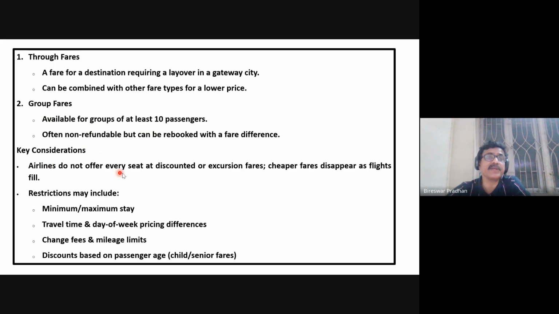A key consideration: airlines do not offer every seat at a discount or excursion fare, and cheaper fares disappear as the flight fills. Restrictions may include minimum and maximum stay, travel time and day of week pricing differences, change fees, and mileage limits also. Discounts based on passenger age, child and senior fares, are also available.